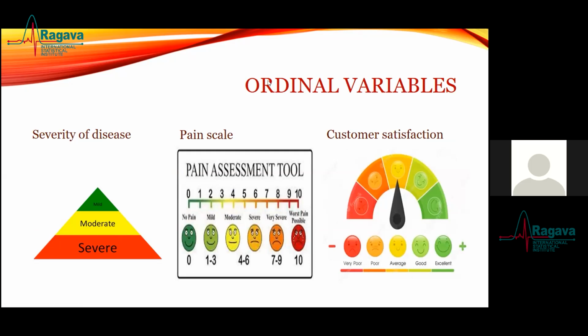The severity of disease. The severity of disease can be graded mild, moderate, or severe depending on the presenting symptoms. So there is a grading depending on the presenting symptoms. Similarly, the pain scale, the pain assessment tool is graded from 0 to 10. And a score of 1 to 3 means the person is experiencing mild pain. And if a score of 10, it means the person is experiencing the worst pain possible.